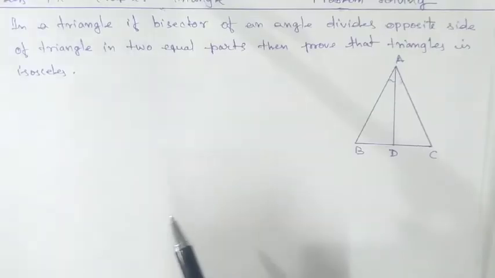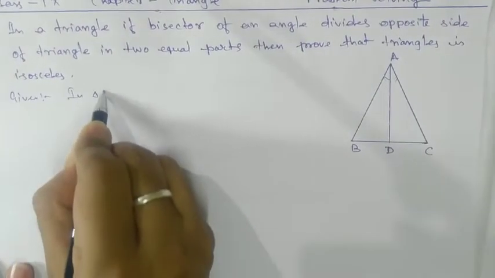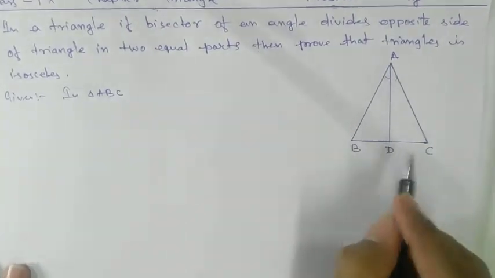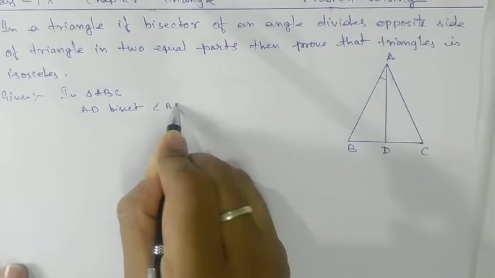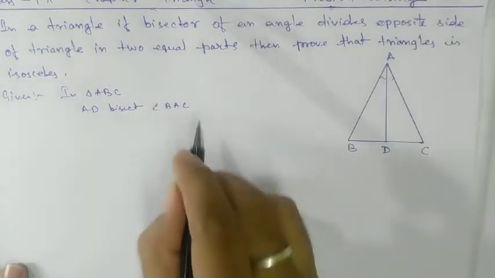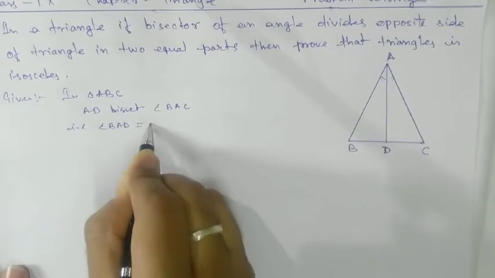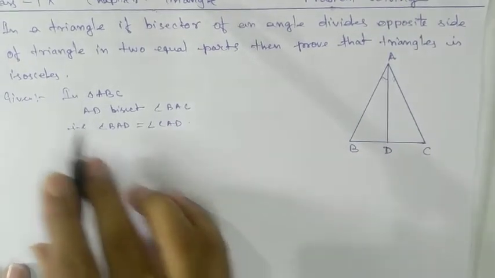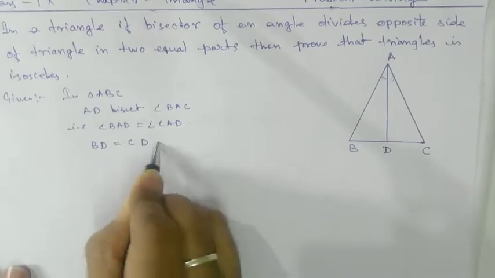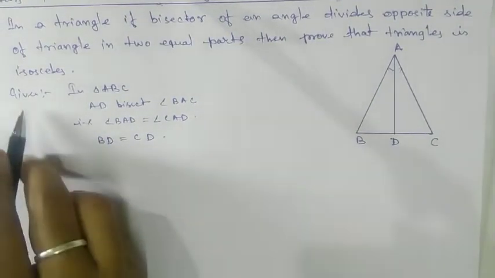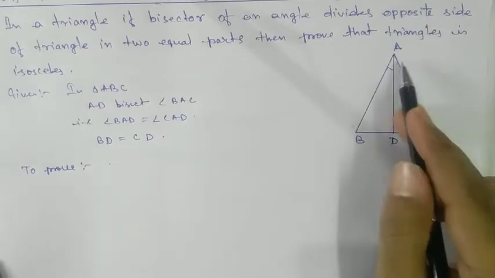You need to prove this one. Okay, so let's see. So what they have given, first we'll write this one. So in triangle ABC, AD bisect angle BAC. Okay, that means angle BAD equals to angle CAD. Okay, next it also says that BD equals to CD. This one has given. Okay, so here to prove, what we need to prove that ABC is an isosceles triangle.